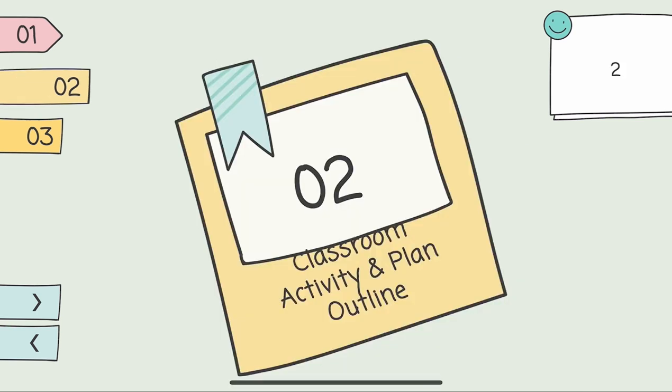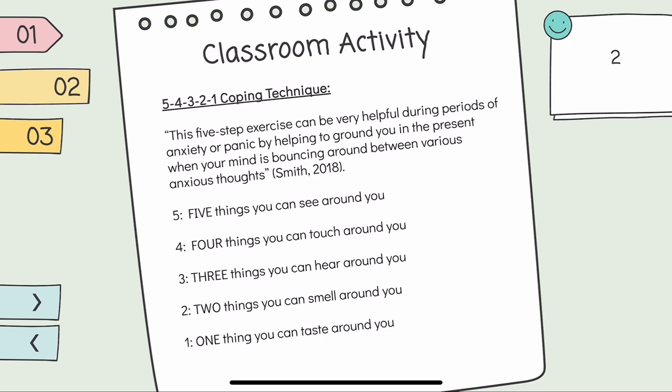And for the classroom and activity plan, I decided to go with the 5, 4, 3, 2, 1 coping technique, which is basically using the five senses that you have. So we're going to start off with five things you can see around you, four things that you can touch, three things that you can hear, and two things that you can smell, and lastly, one thing that you can taste around you.